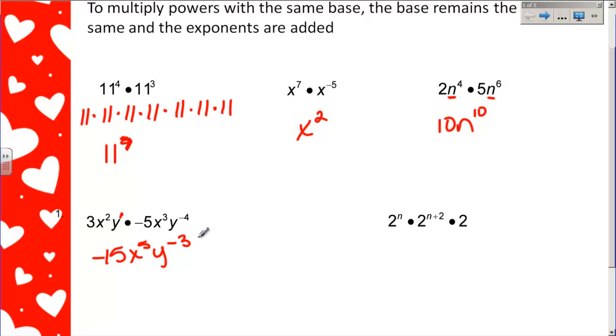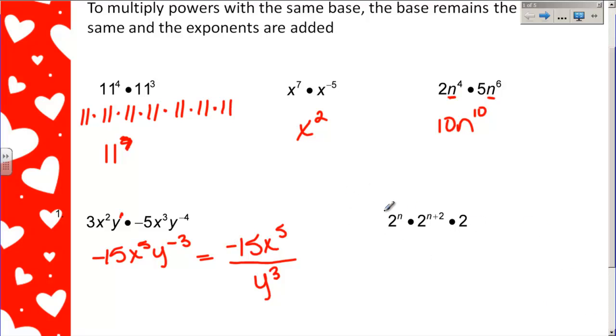Now since I have a negative exponent, I cannot leave my answer that way, so I have to drop this into the denominator. The negative 15 x to the 5th stays up top because they're all positive exponents, but the y drops to the bottom and becomes y to the positive third. These are the same thing. This one is just the simplified version.